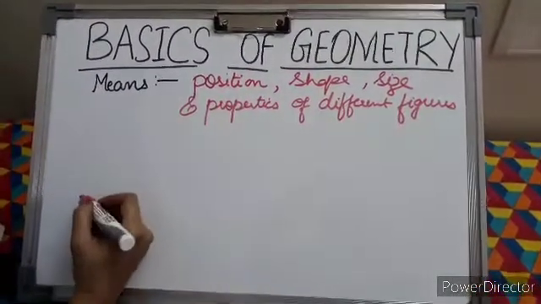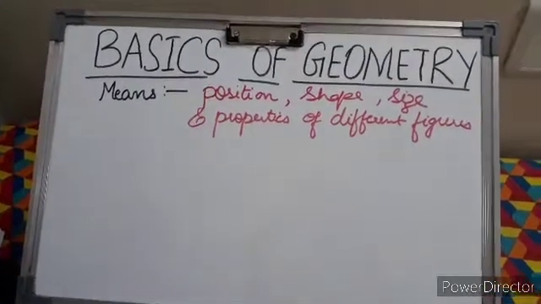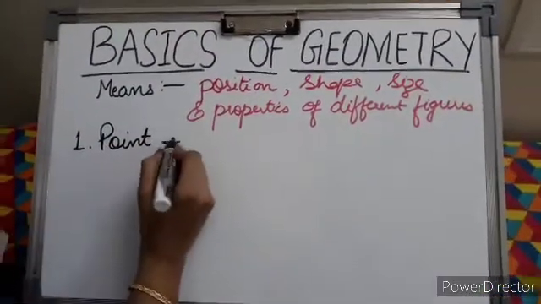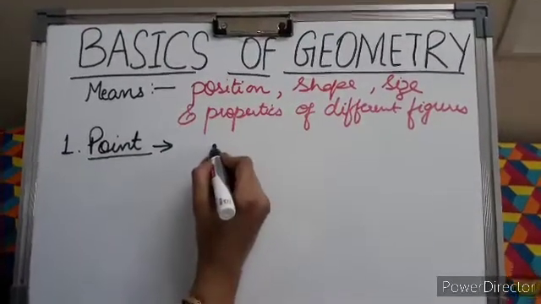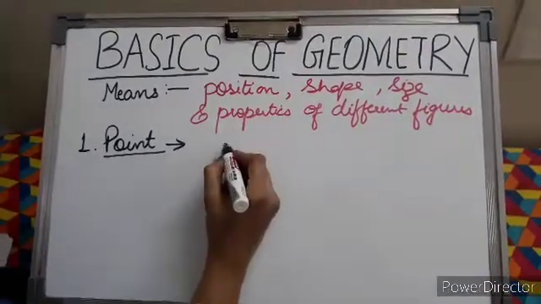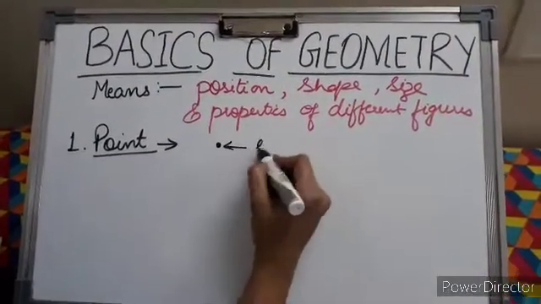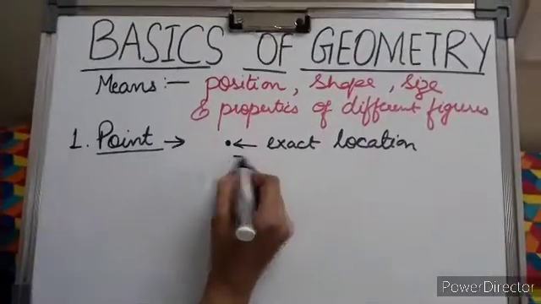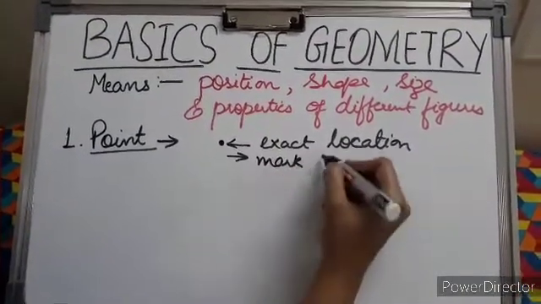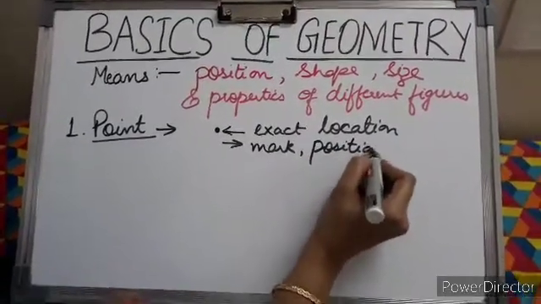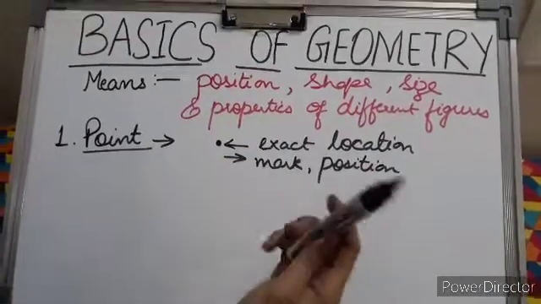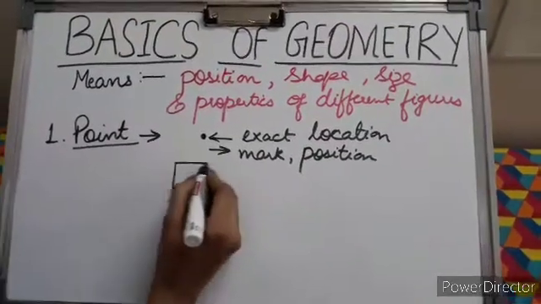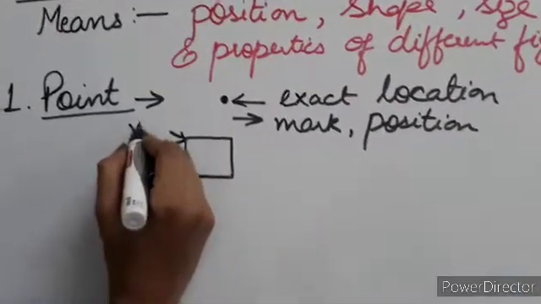Okay, so let's see some of the geometrical terms, very easy, related to it. First is point. So with the word point, what do we understand? This is a point. In geometrical terms, this point here represents an exact location, or you can say it represents a mark, position. Like suppose the tip of this sketch pen, the tip of this marker, this is the tip of your pencil.